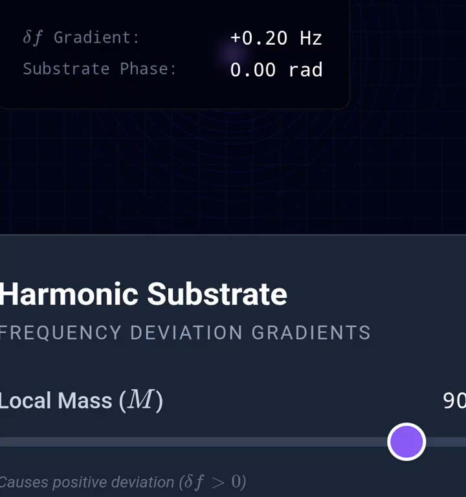Conversely, cosmic expansion induces a negative frequency deviation, delta F is less than 0, effectively stretching the harmonic substrate. In a cosmic void, the expansion rate dominates, resulting in a significant drop in the local frequency substrate. The phi harmonic balance occurs when mass and expansion reach a ratio that supports stable frequency shells. Experiment with the sliders to see how the stress-energy tensor interacts with the substrate to define space-time geometry.